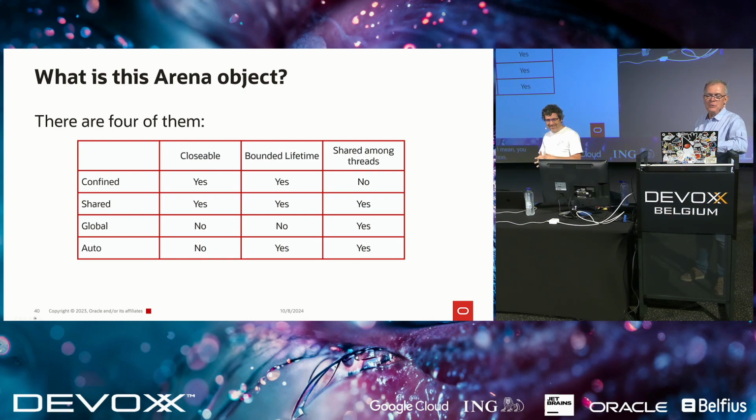So these are the 4 arenas. They are all closable. They all have a close method, but you should not call the close method on all of them. The confined, shared and auto arenas have a bounded lifetime, with the caveat that this bounded lifetime is not known in the auto case. It is known in the confined and shared arenas because when you call close, that's the end of it. And sharing among threads is not supported by the confined one, which is the reason why it's the cheapest one to use, but it is supported on all the others.